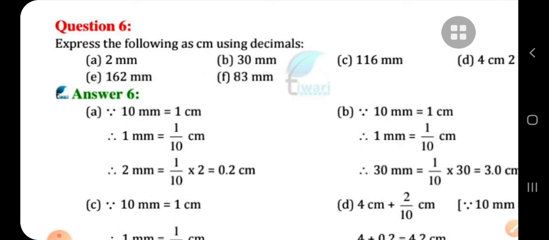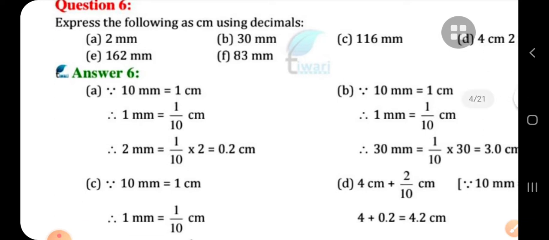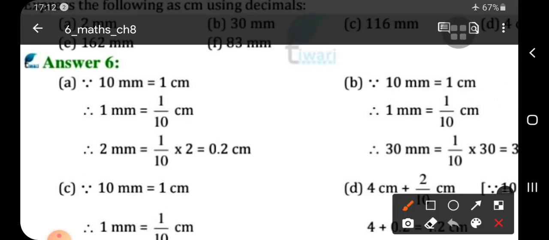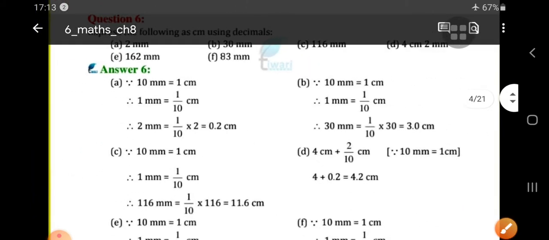Question number 6. Express the following as centimeter using decimals. First of all, you have to convert mm to cm. Okay, millimeter to centimeter. So here you can remember one thing. Instead of writing all these things, you can do one thing. Divide this 2 or whatever the question is by 10. Let's see in all examples. It's the same.